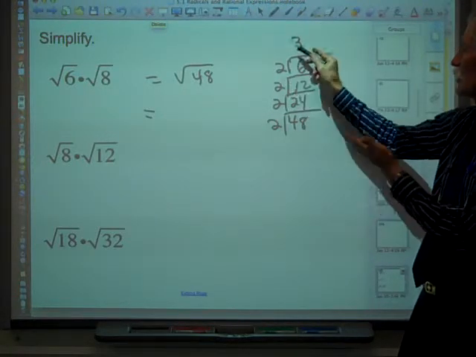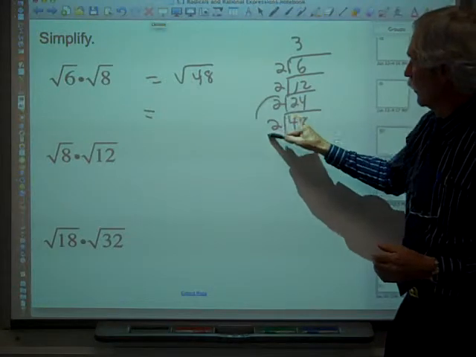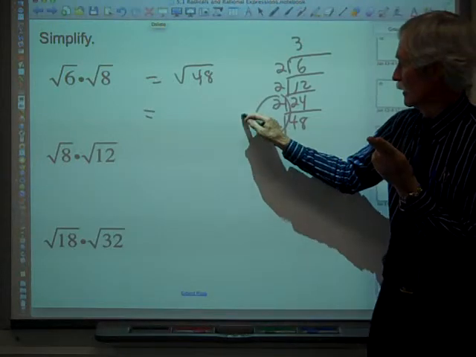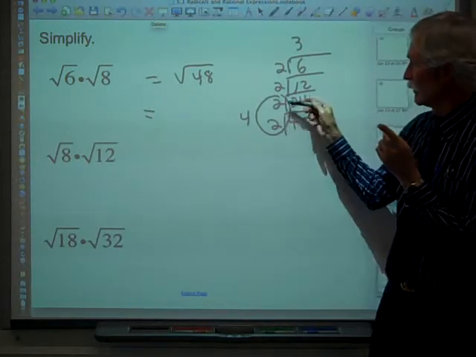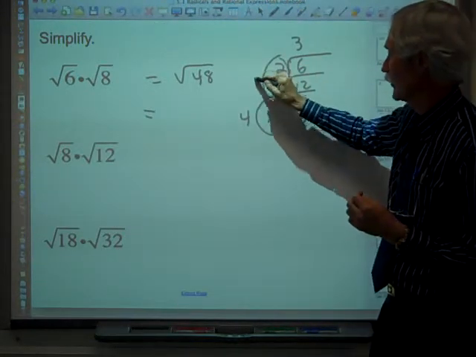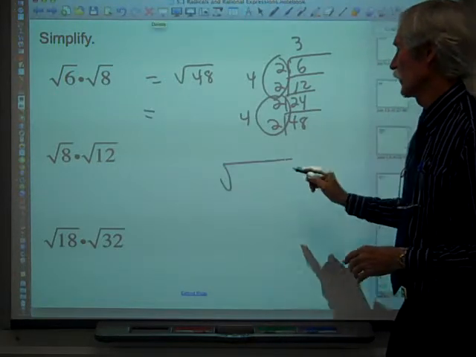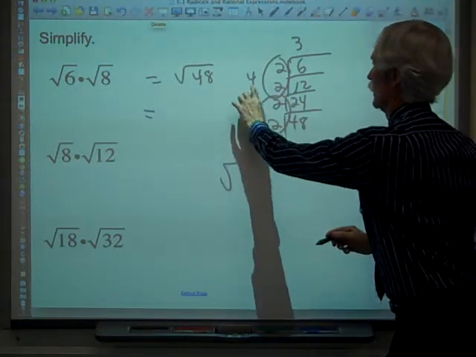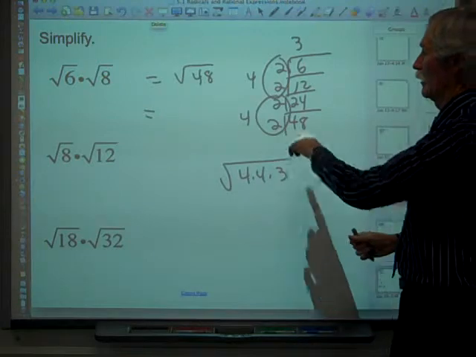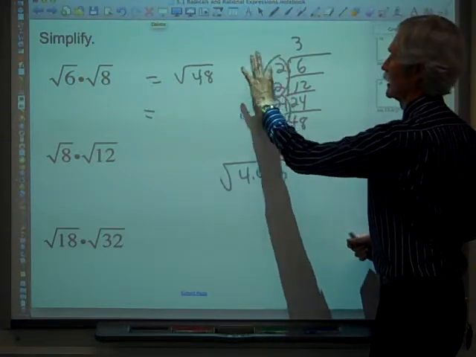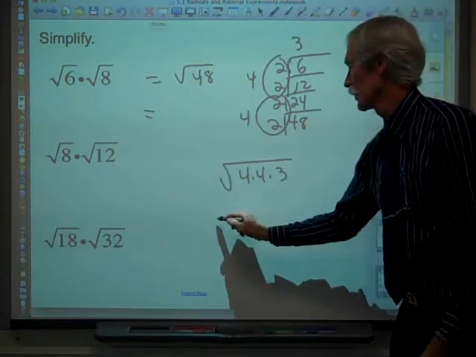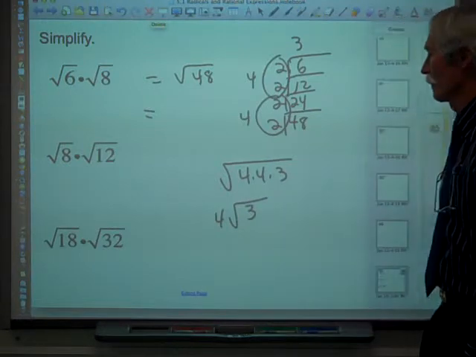It's 2 times 2 times 2 times 2 times 3. What's true about every pair of the same number is it will always make a perfect square. Isn't that 2 squared is 4? Is there another perfect pair there? That is 4. So what is the prime factorization going to give you? 4 times 4 times 3. Every little pair of the same number makes a perfect square, guaranteed. So what's the square root of 4? 2. What's the square root of 4? 2. 2 times 2 is 4 root 3.